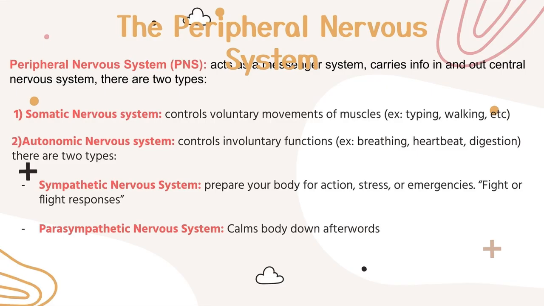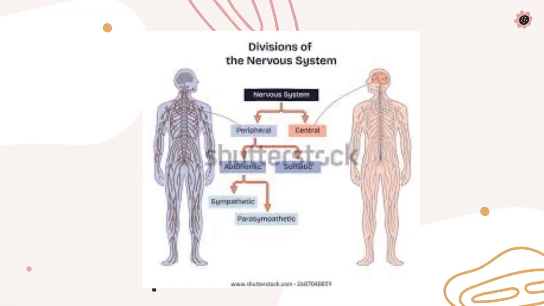And there are two types of autonomic nervous system. The sympathetic nervous system prepares your body for action, stress, or emergencies. It's the body's fight or flight response. And the parasympathetic nervous system calms the body down afterwards. So this is an image that shows that the nervous system has two separate parts, the central and the peripheral nervous system. The peripheral nervous system is broken down into the autonomic and somatic, and then the autonomic is broken down into the sympathetic and the parasympathetic.